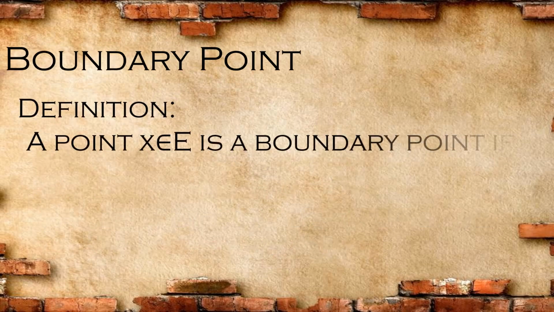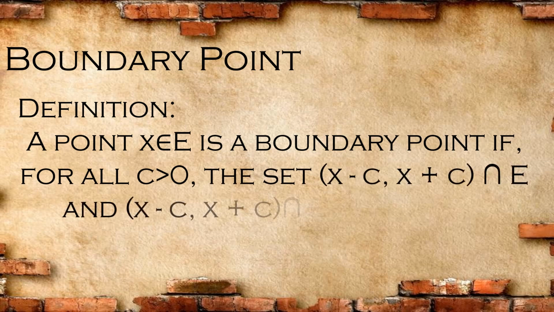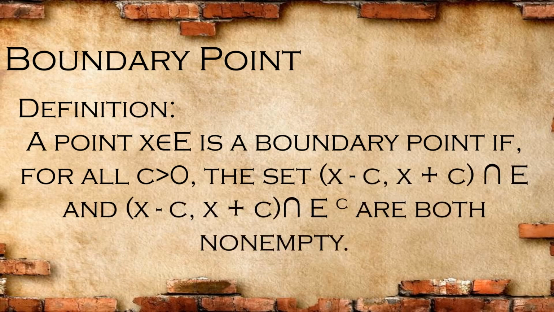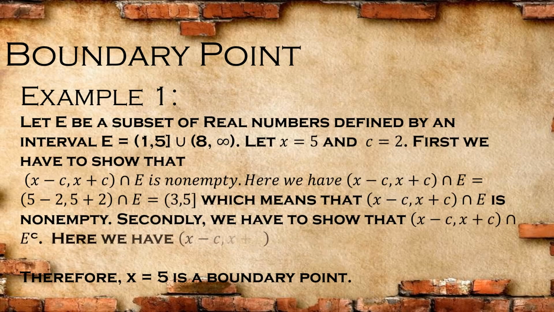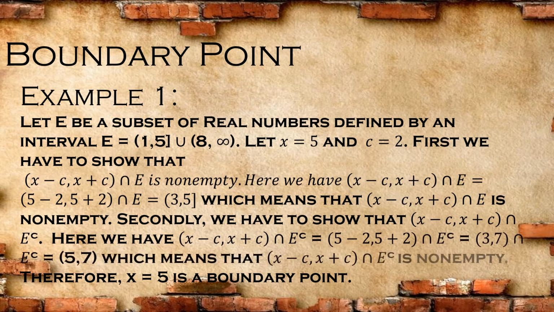We are now going to define the second term, the boundary point. A point x, element of E, is a boundary point if for all c greater than 0, the open interval x minus c, x plus c intersection with E and the open interval x minus c, x plus c intersection with the complement of E are both non-empty. Now, in order for us to understand thoroughly what a boundary point is, we have here our example number 1.